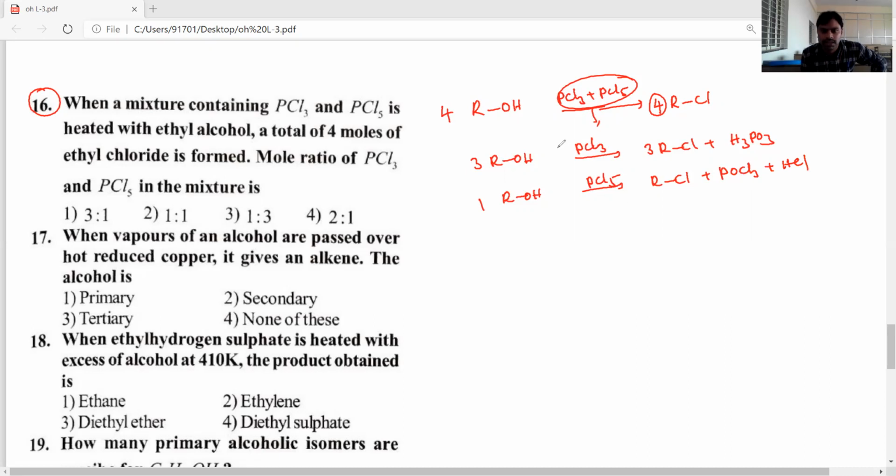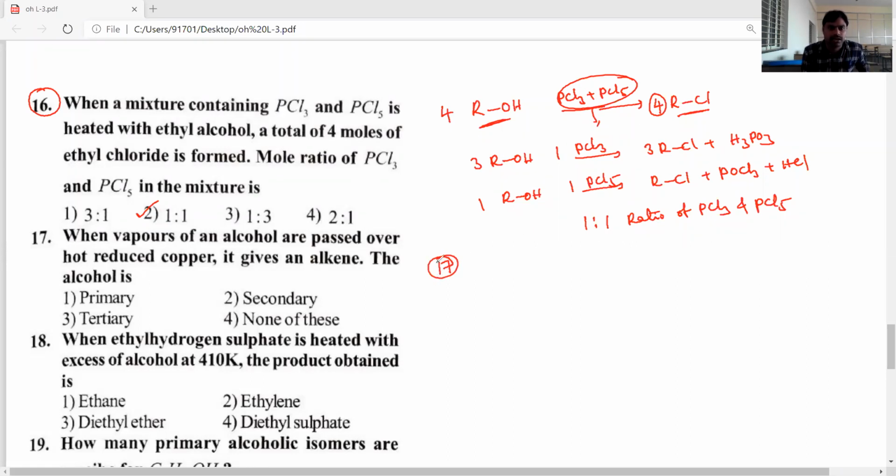Okay, now what is the ratio? 1:1 ratio. PCl3 and PCl5 react in a 1:1 ratio with 4 moles of alcohol to produce 4 moles of alkyl chloride. Okay, the second option is correct. Now let's see the 17th question.